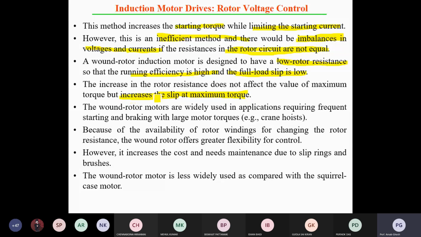Some examples are there where the starting and braking for wound rotor or slip ring motor are both used. It is plain highest, you can implement it in a rolling mill or a cotton mill, different mill applications where rolling machines are used. The availability of the rotor winding allows changing the rotor resistance, so the rotor offers greater flexibility and control.